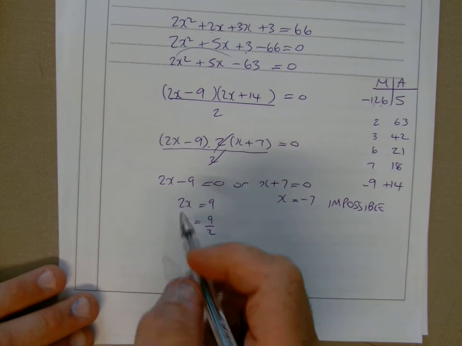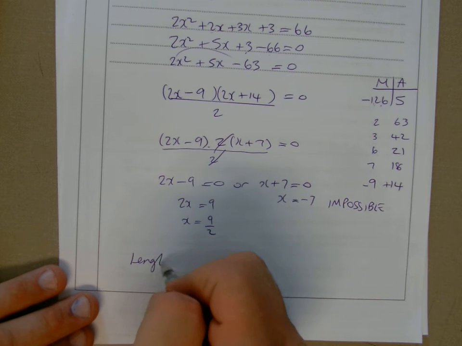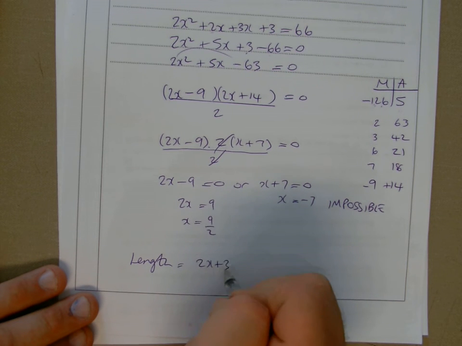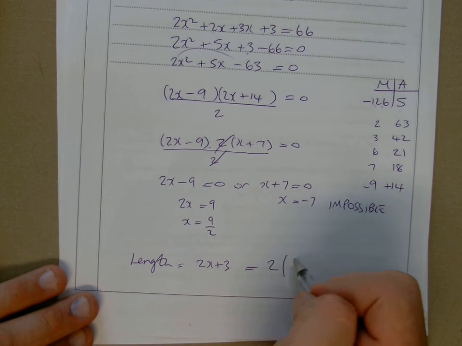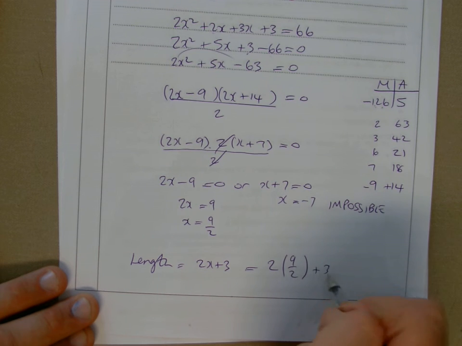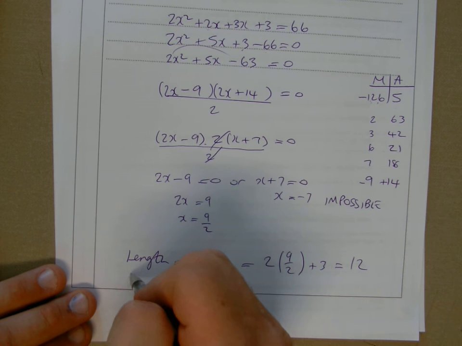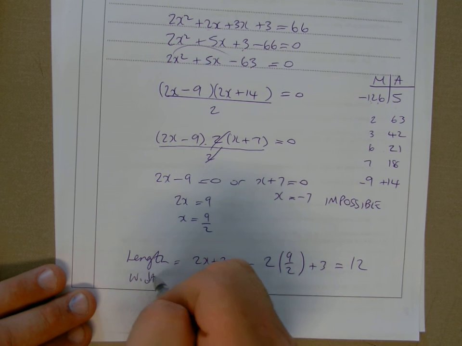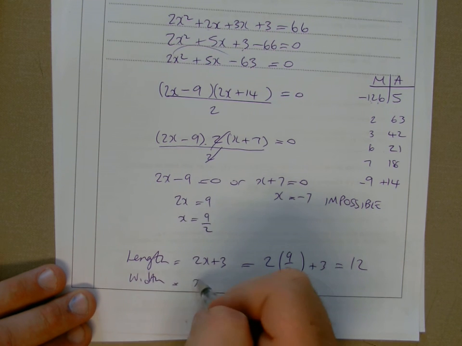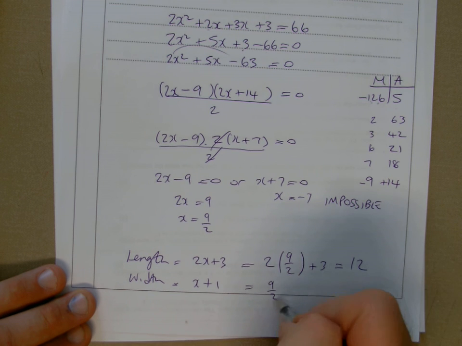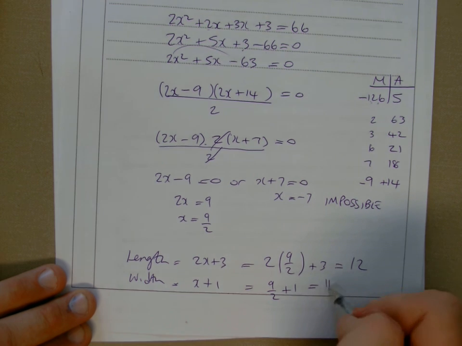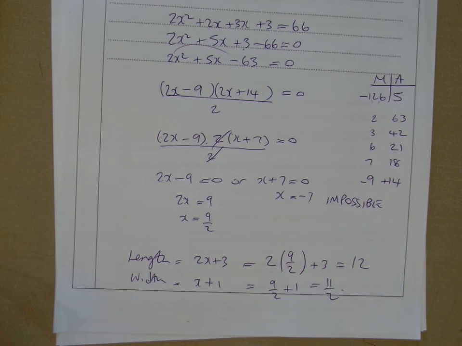So all you've got to do then is sub it in, right? So the length is equal to 2x plus 3. You put the x value in, and use your calculator, okay, and you get out 12. And then the width is just x plus 1. So it'll be 9 over 2 plus 1, which is equal to 11 over 2. Okay, and we're done.